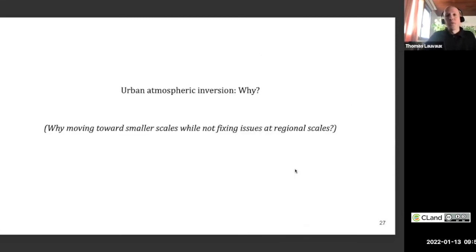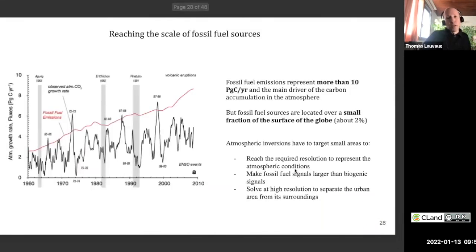Okay, and now I'm going to move even to finer scales. And you could say, why? Why move to the next step into the urban inversion where we have not fixed the issues at the regional scale? I think that's a genuine question, and you can totally wonder that.